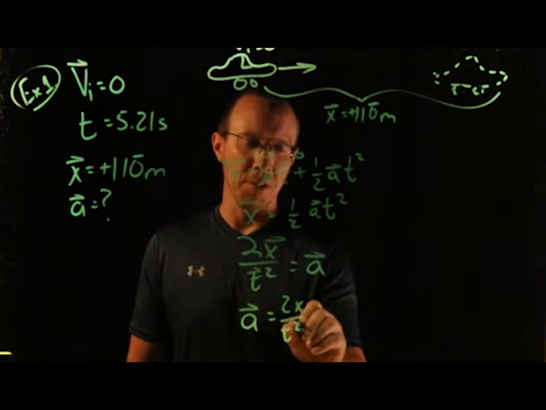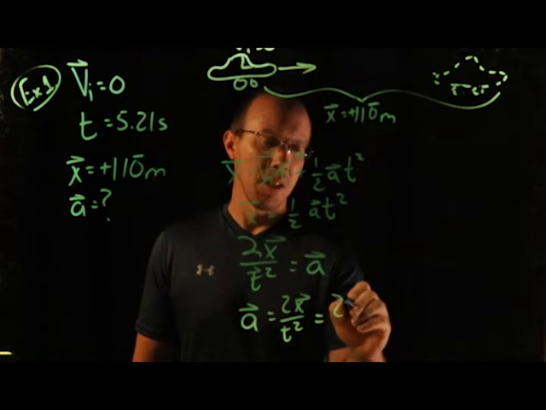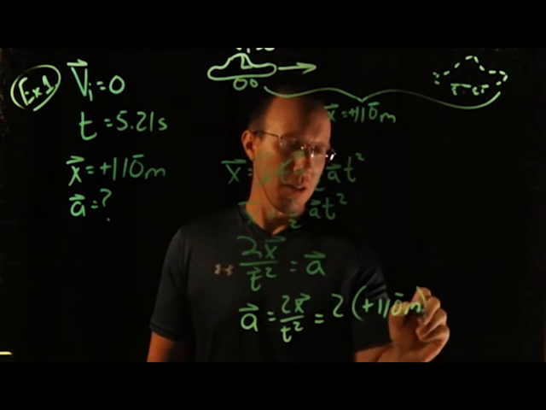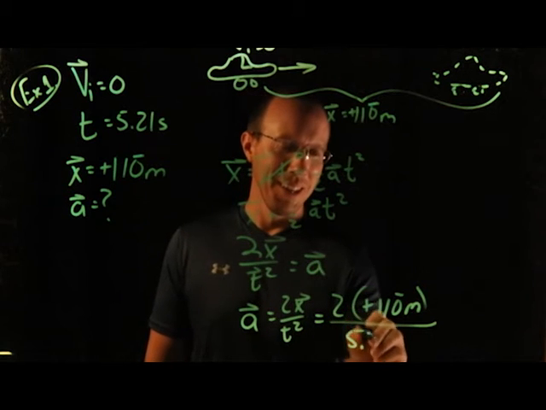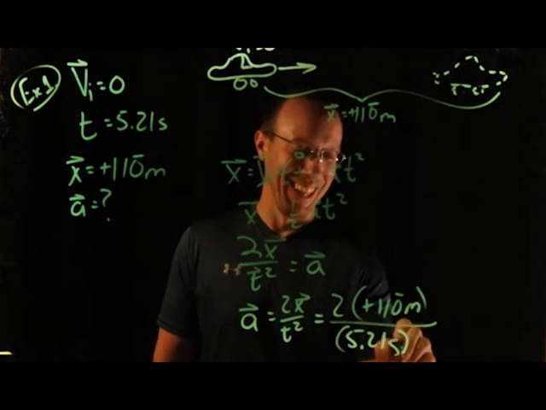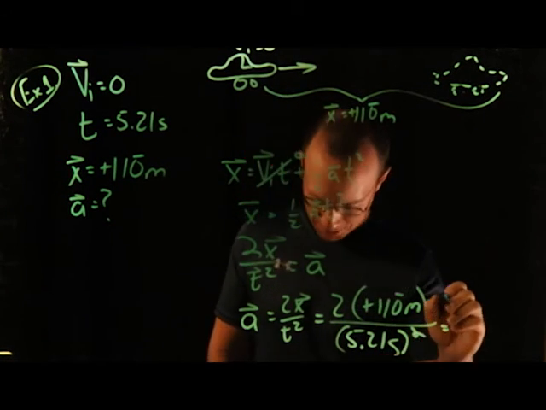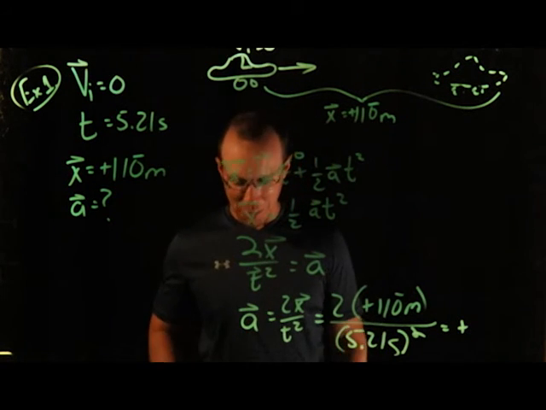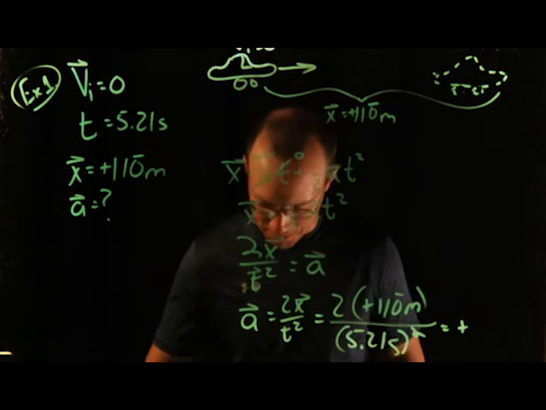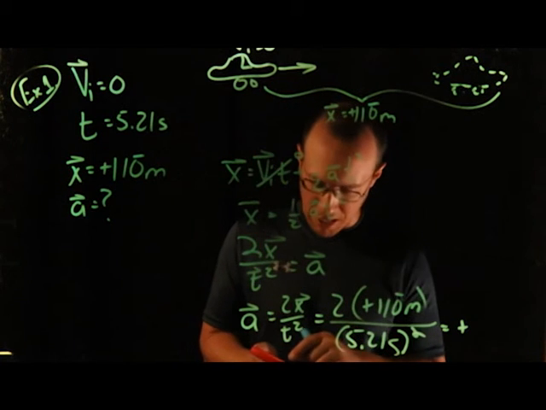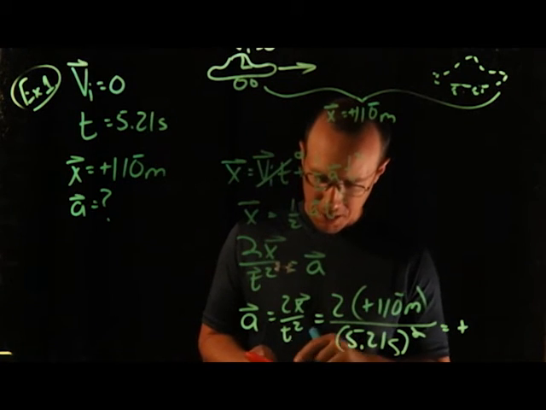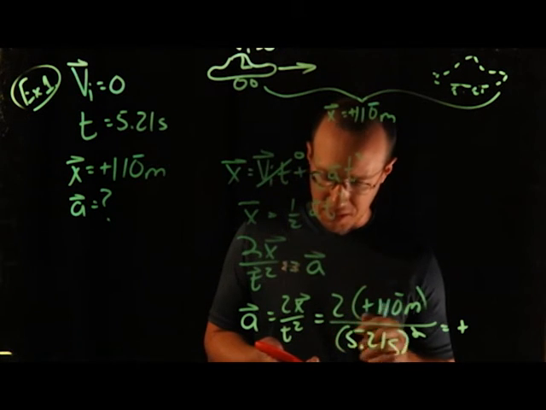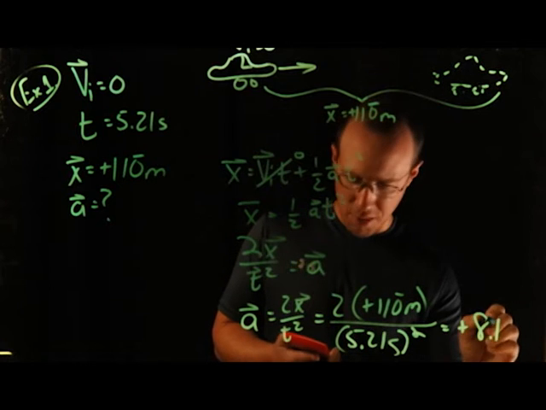I'm putting a lot of extra steps that I wouldn't normally do. So it's 2 times x, which is 110, divided by t squared. And the answer is positive. Now this is where I'm going to get caught, because on my paper I only left it as 2 significant figures. So let's do the calculation. 2 times 110 is 220 divided by 5.21 squared. 8.10.